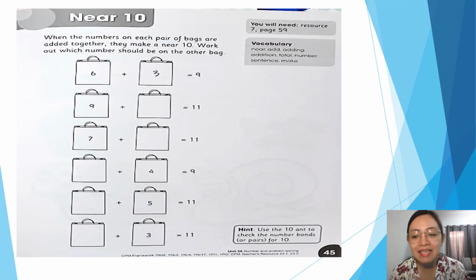So kids, this time I want you to open your Math Skills Builder on page 45. So on page 45, you will find this page. So near 10. When the numbers on each pair of bags are added together, they should make a near 10. Work out which number should be on the other bag. So this is similar or the same with the activity or practice that we had before.